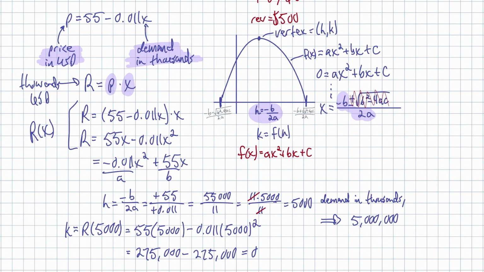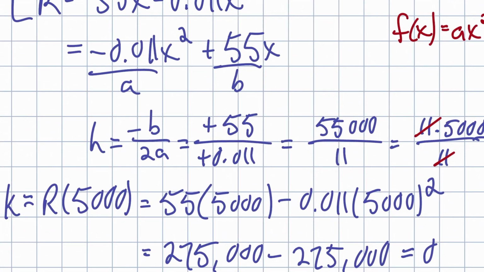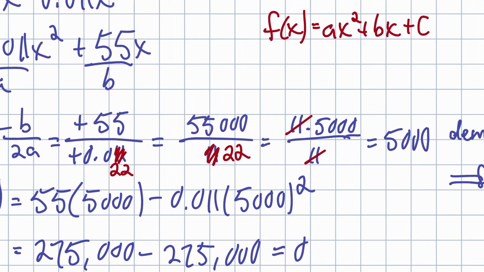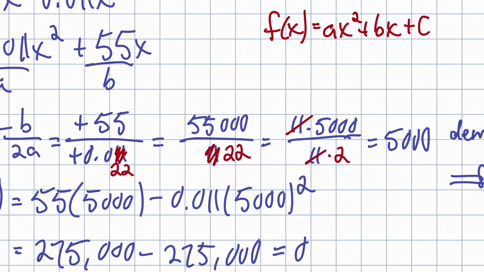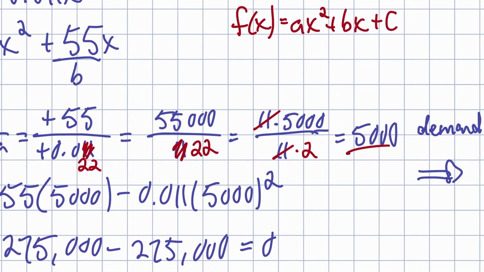Maybe someone noticed it. It's right here. Probably someone's shouting at their screen, "No, what are you doing?" It should be 2A, and I only put A. I just put the 0.011. So this should be 0.022, actually. We'll do that in red. So this should be 22, which is 11 times 2. The 2 will remain, so this is over 2.